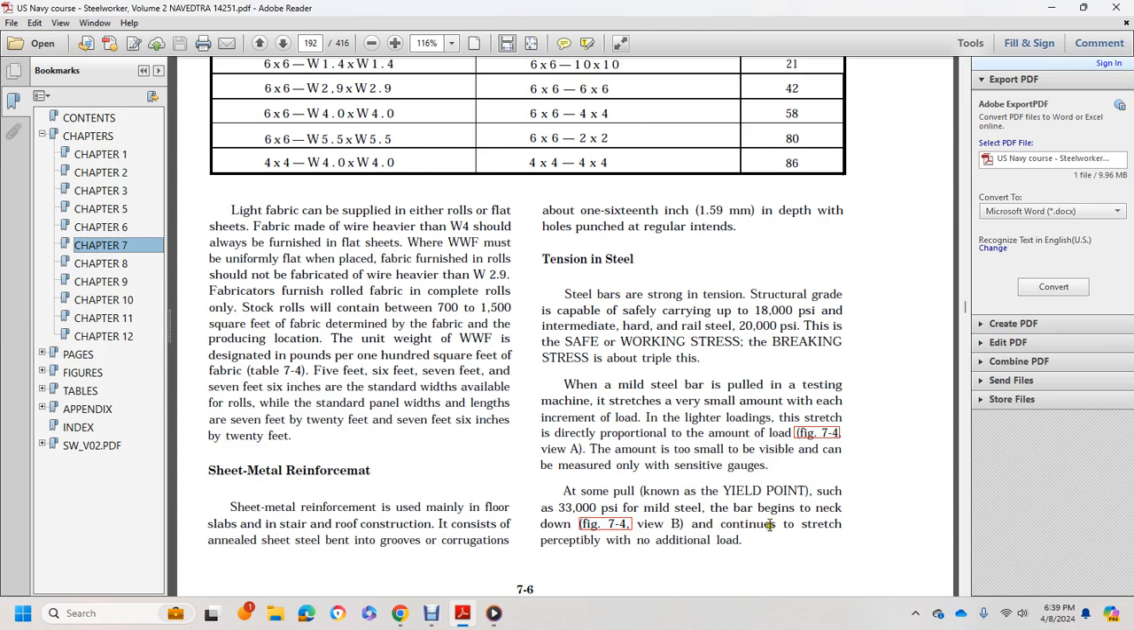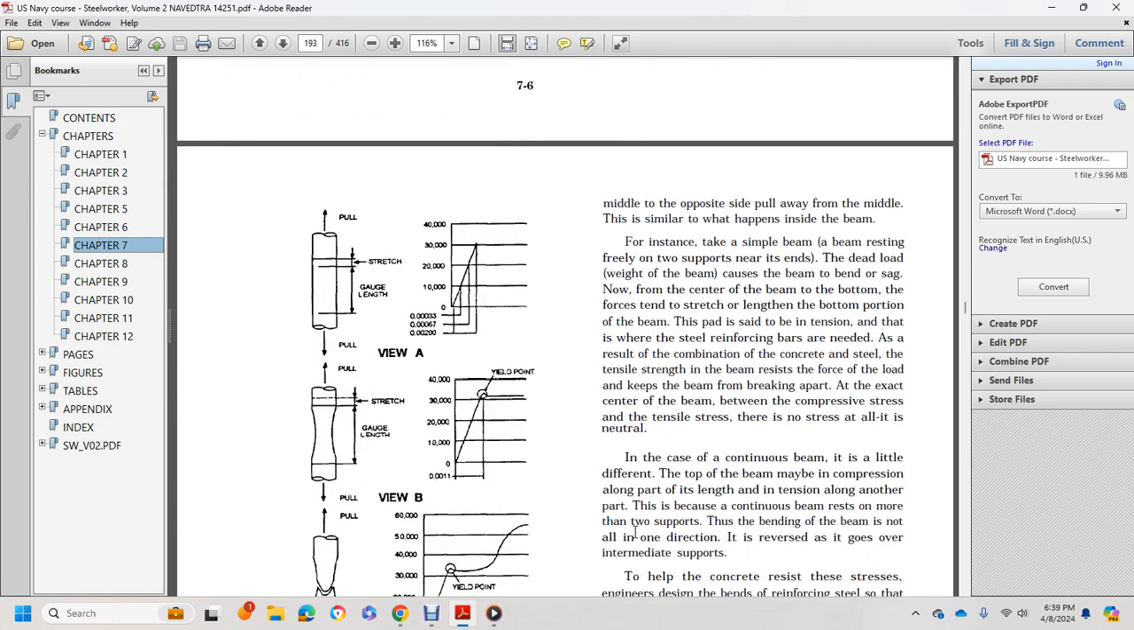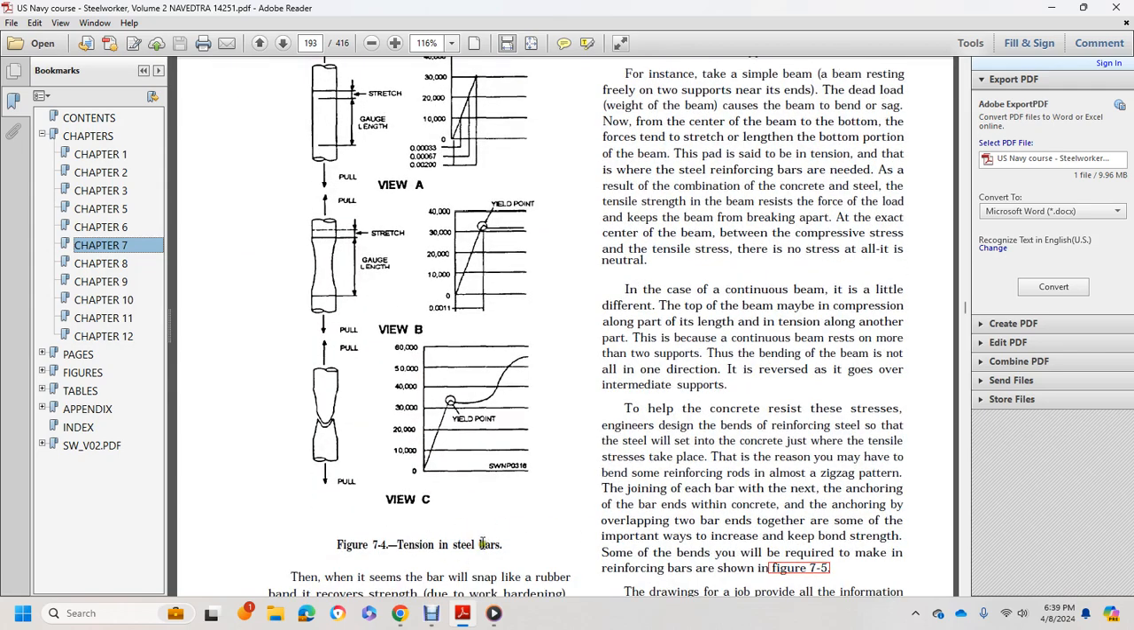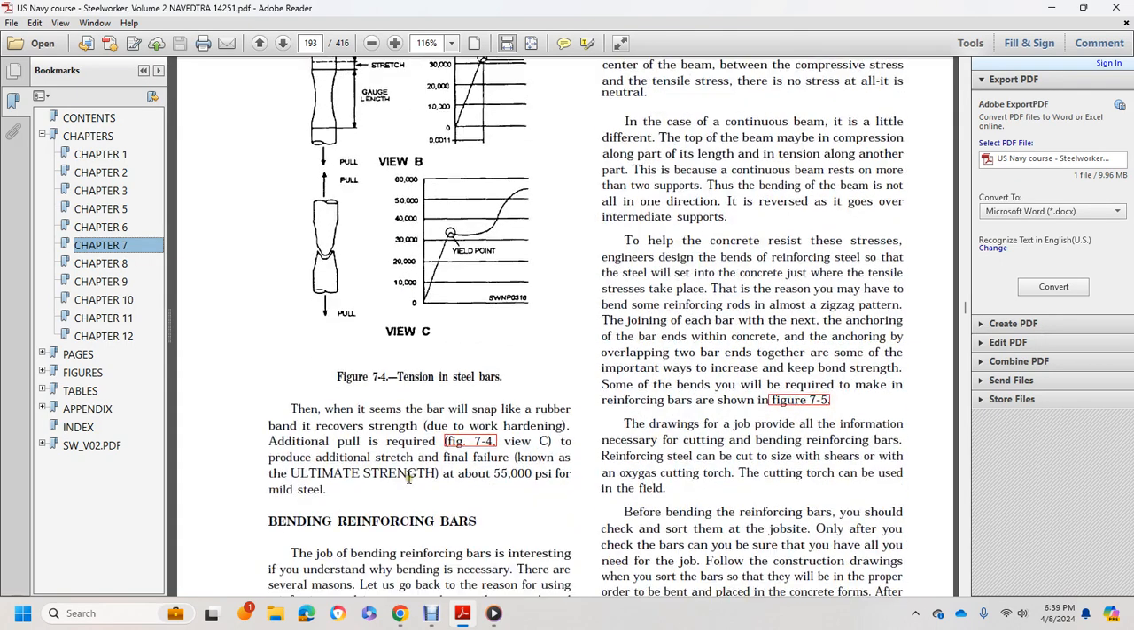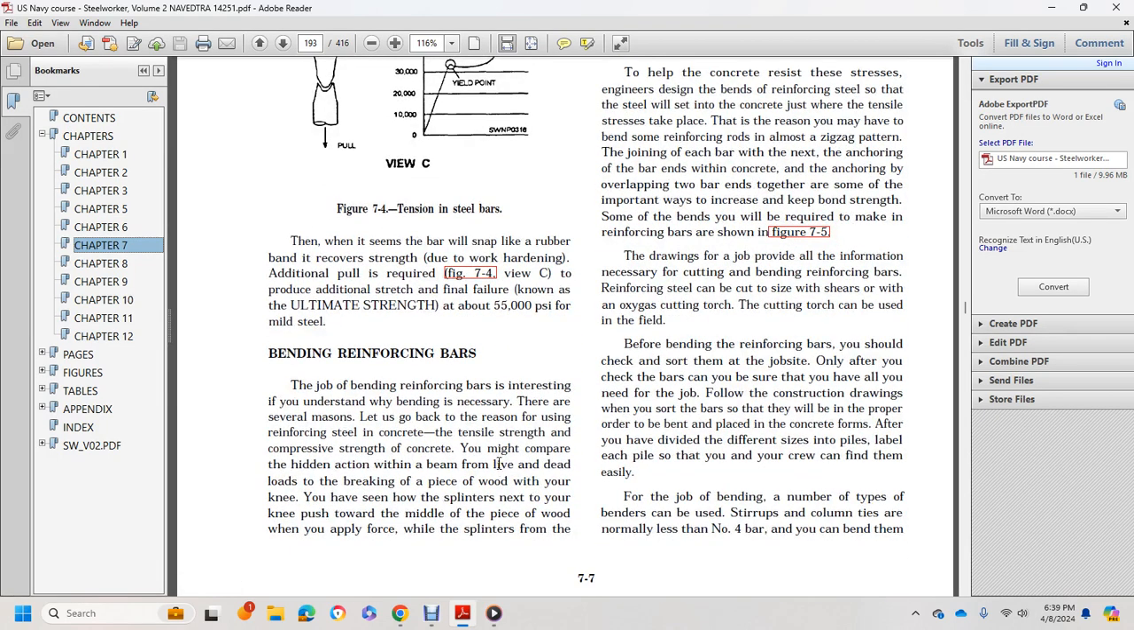Figure 7.4 view B: the bar continues to stretch precipitously with no additional load. Figure 7.4 shows the tension in steel bars, views A, B, and C. When it seems the bar has snapped like a rubber band, it recovers strength due to work hardening and additional pull is required, figure 7.4 view C. The additional strength produced before final failure is known as ultimate strength, about 55,000 psi for mild steel. Bending reinforcement bars. Job bending of reinforcement bars is necessary and requires understanding for the masons.